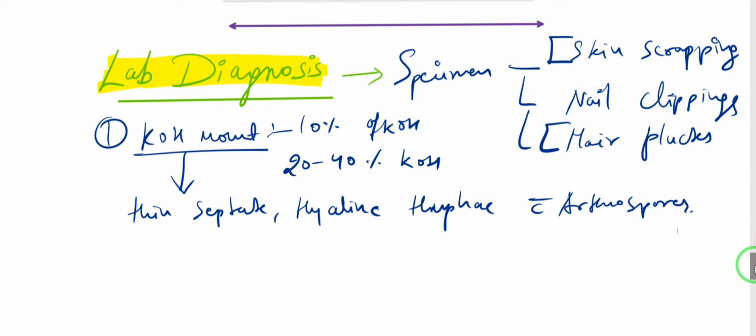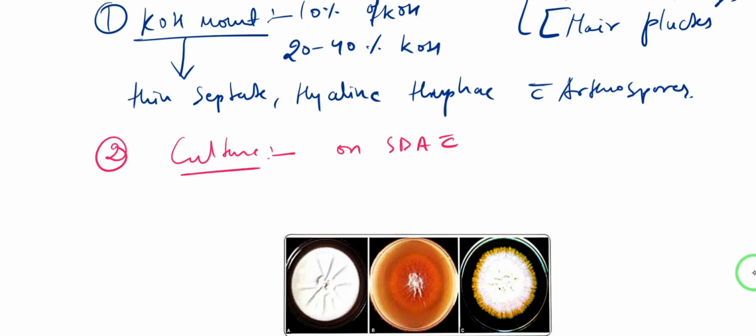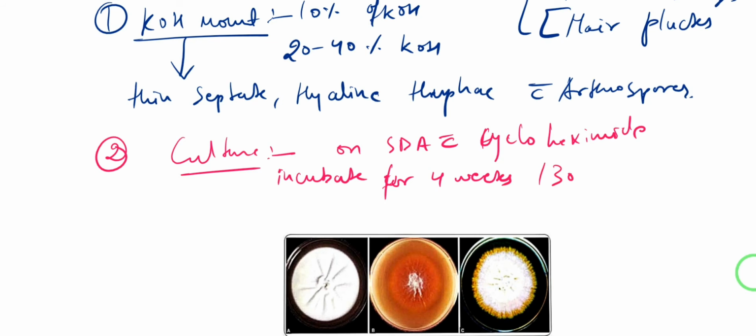Then we can do culture. So we do culture on SDA, obviously. We do culture on SDA with cycloheximide, and we incubate it for around 30 days, for 4 weeks or 30 days, at a temperature of 26 to 28 degrees Celsius.